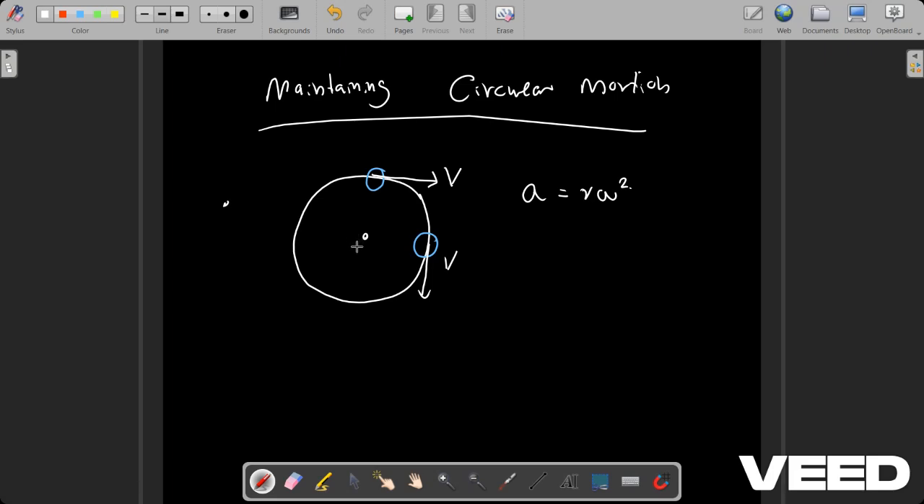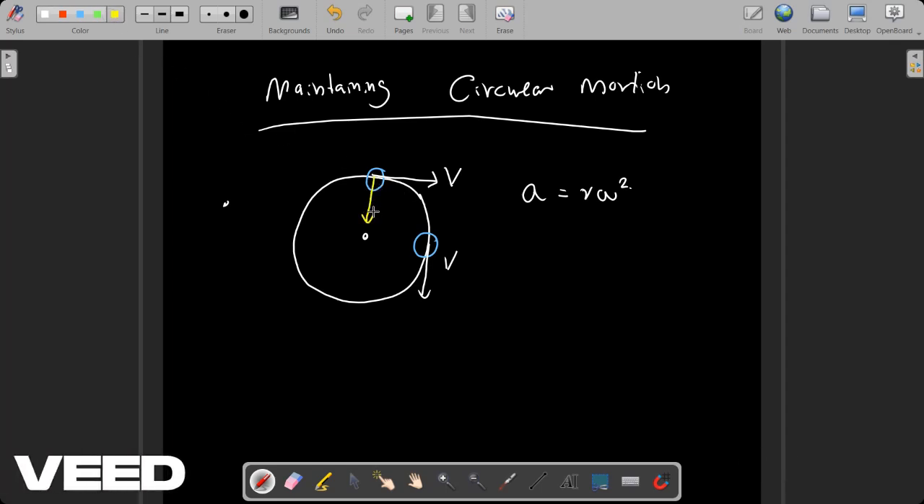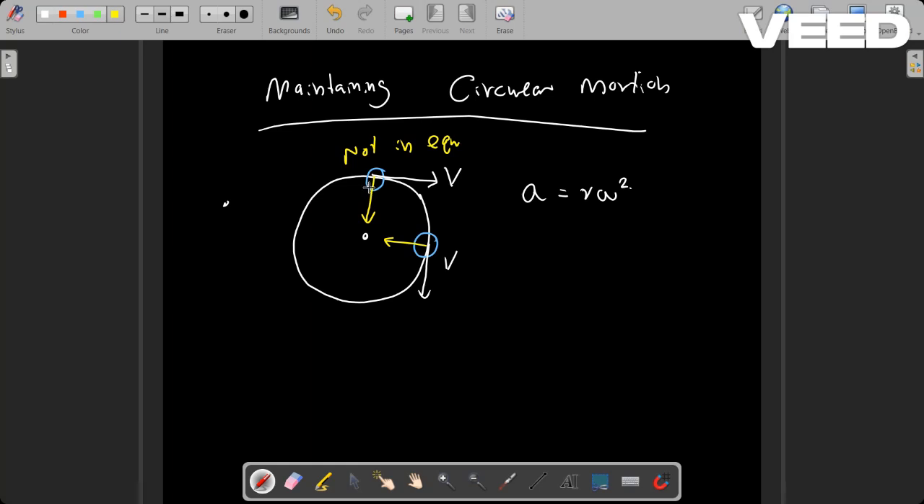Now remember, if there's an acceleration, it means there must be an unbalanced force towards the center of this circle. So when an object is in circular motion, it is not in equilibrium, remember. If it is in equilibrium, it means balance of forces. There is an unbalanced force acting on the object. Keep that in mind. That is why there is an acceleration.